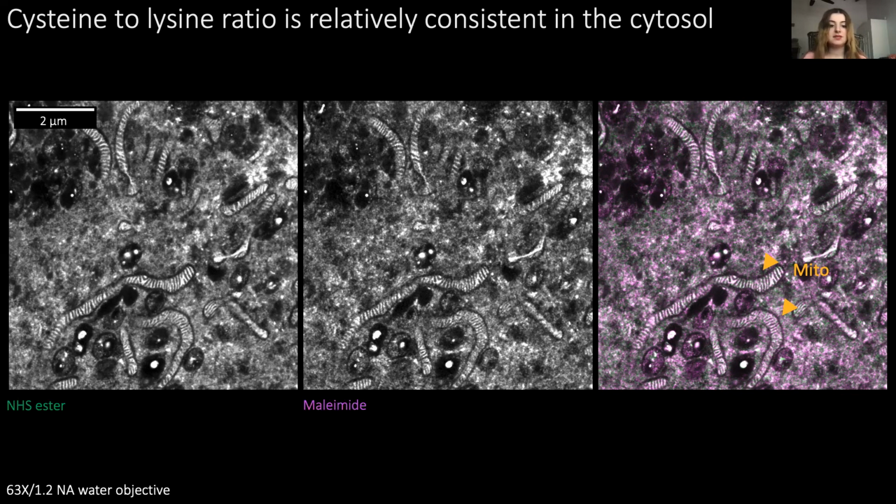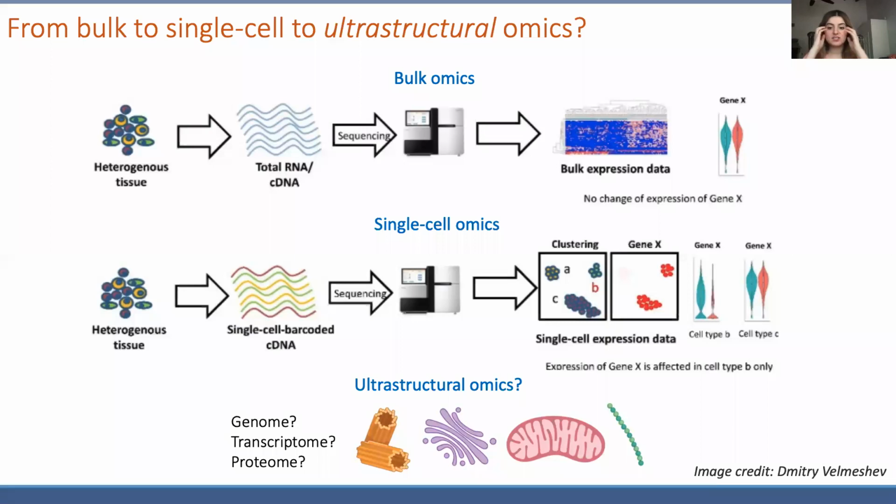This approach can be easily generalized to other subproteomes, such as the phosphorylated and glycosylated proteomes, and we believe that this approach has great potential for automated segmentation of organelles based on differential labeling and perhaps ultrastructural omics. And this is something we are actively working on. And so now back to our question. Can we go beyond investigating the omics of single cells to revealing the transcriptomes, genomes, and proteomes of single organelles?